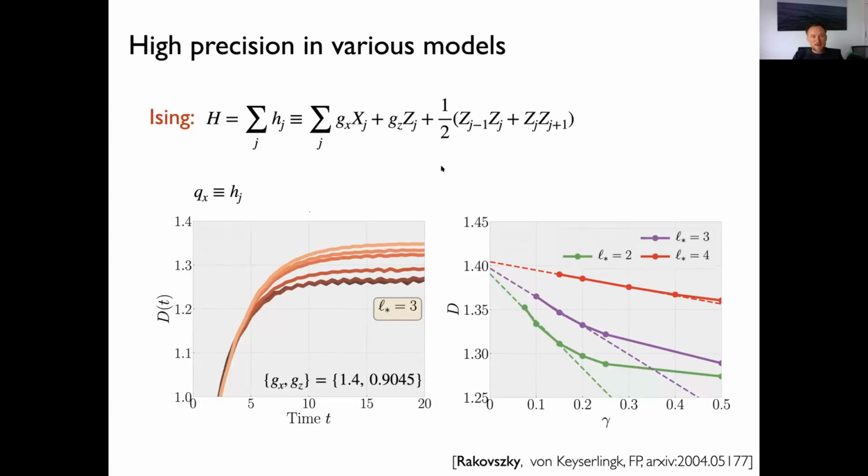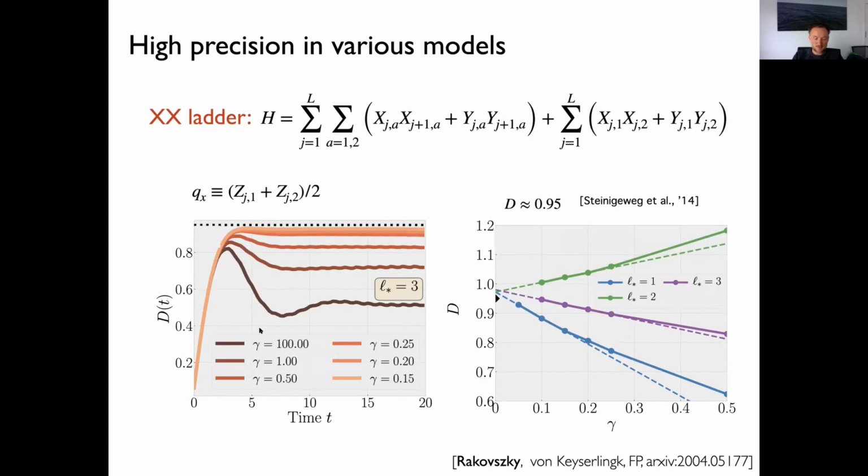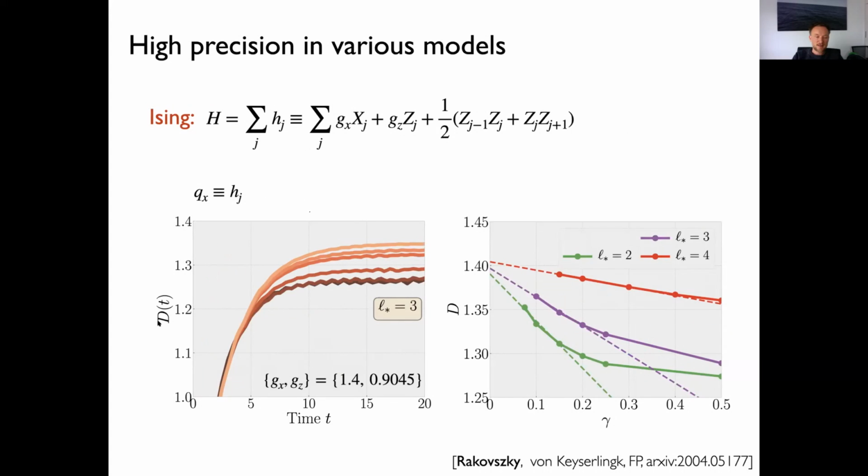So let me now show how the data looks. Here is the data for the transverse field Ising model. And importantly, here we take parameters for which the time-dependent variational principle that I showed earlier failed, right? And what we see here on the left-hand side is the diffusion constant as a function of time for different values of gamma.